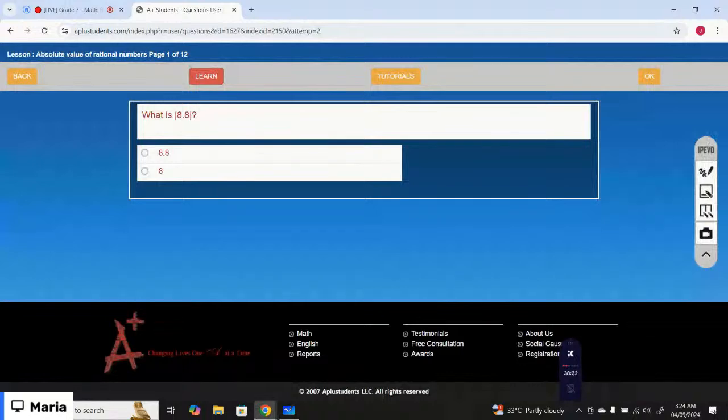That is 8.8, right? The correct option is option number 1. The 8.8 is already a positive value, right? So the absolute value is 8.8.